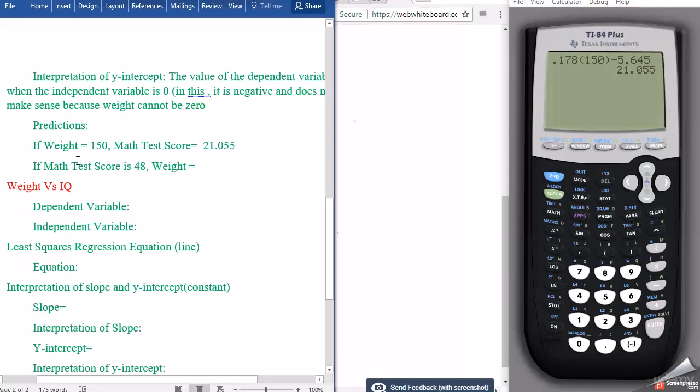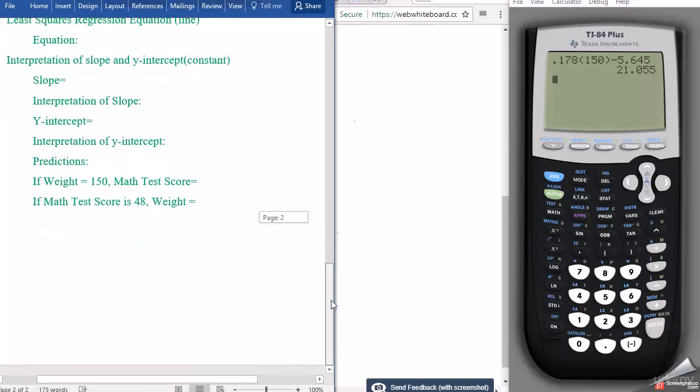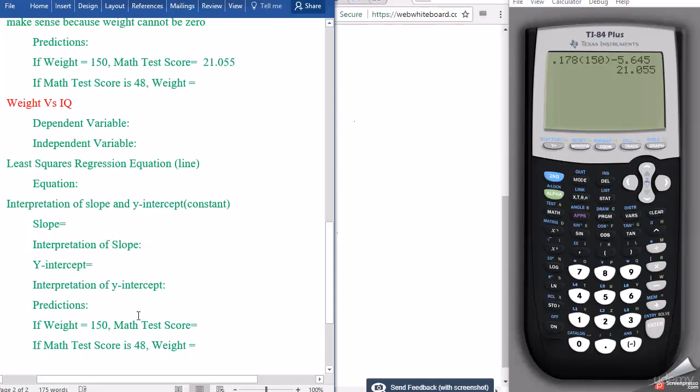Okay, so I want you to take a look at the second problem. If math test score is 48, find the weight. So in this case, we are given the dependent variable and we're looking for the independent variable. So all you need to do is plug in and do your math, and that will give you what you need. So I want you to practice with weight versus IQ, see the relationship and be able to answer each of these questions, and also do the last part of the problem, which is predictions.